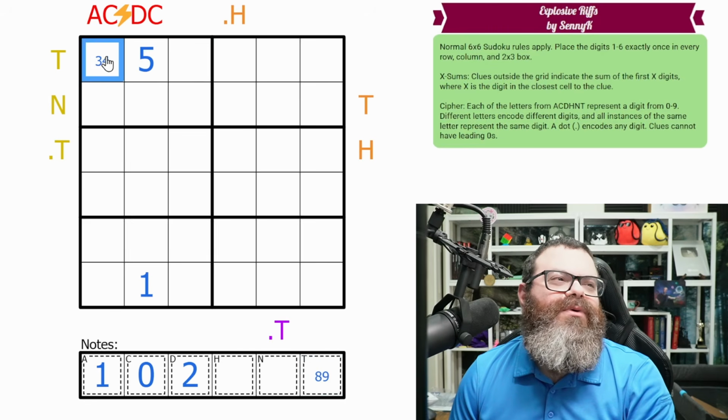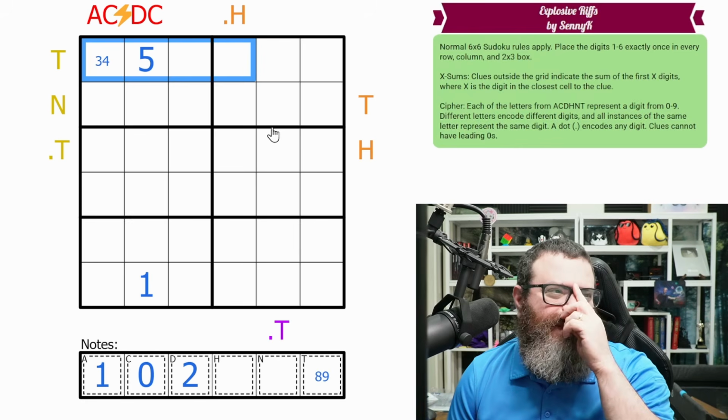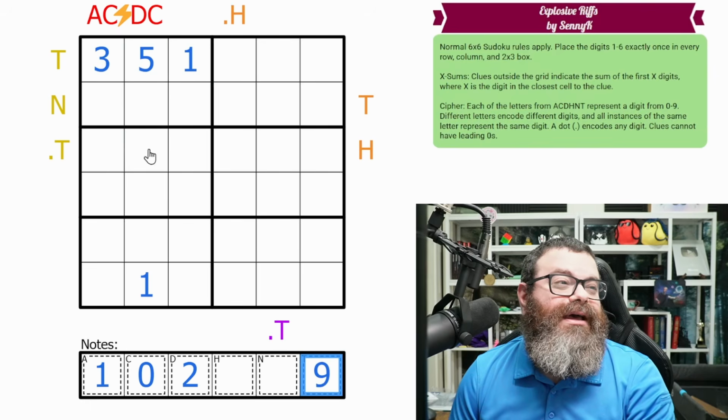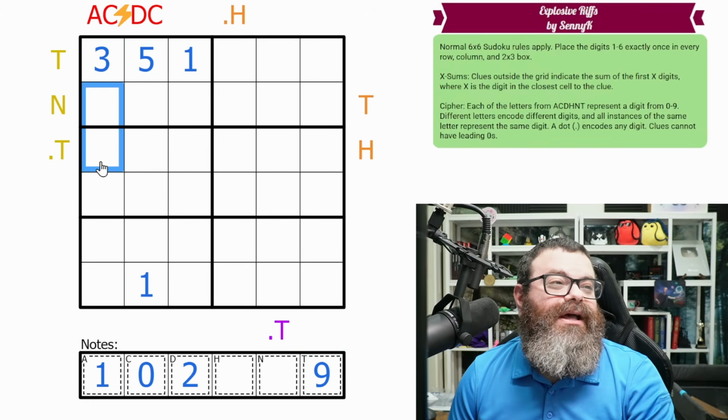So we're not going to be able to do 4 here, because 4 is going to be 4 plus 5 plus 1 plus 2 minimum, which is way bigger than 9. And so this has to be a 3. This already adds to 8, so this has to be a 1. That makes T a 9. Now we're doing 9 and 3 this way as well.